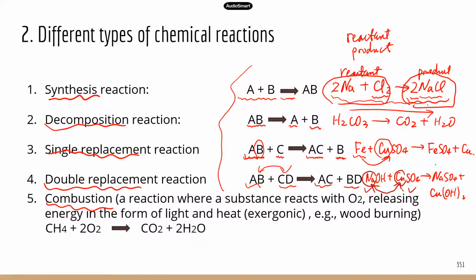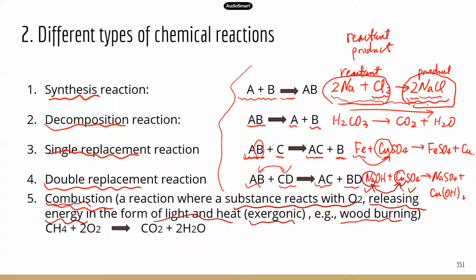The last type of chemical reaction is combustion. This is where a substance reacts with oxygen. And the reaction is exergonic or exothermic, meaning the chemical reaction releases energy, usually in the form of light and heat. A good example that everybody is very familiar with is wood burning, right? When you go camping, you burn firewood, and that's burning of the organic matter. Usually it's a carbon compound, reacts with oxygen. And that releases light and heat, right? This is when you burn wood, it really keeps you warm.